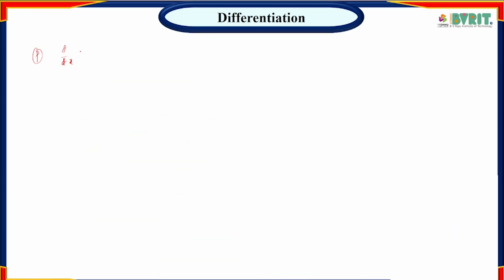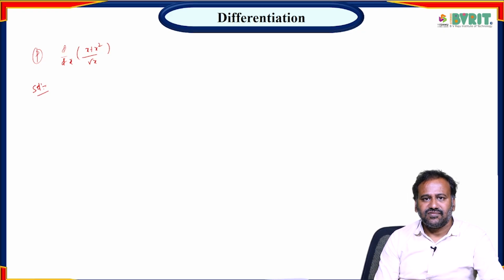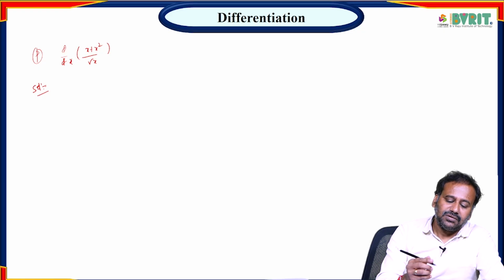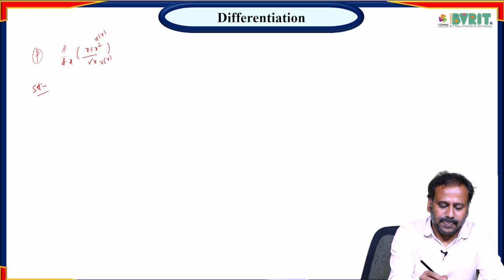d by dx of (x plus x square) by root x. So I am to calculate the first order derivative of (x plus x square) by root x. Now this is in the form of u by v. So I am taking this numerator as u of x and this denominator as v of x.